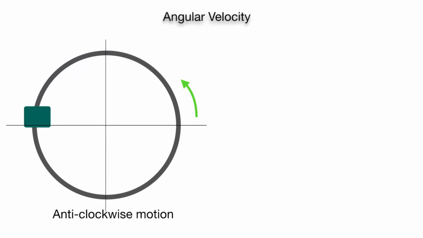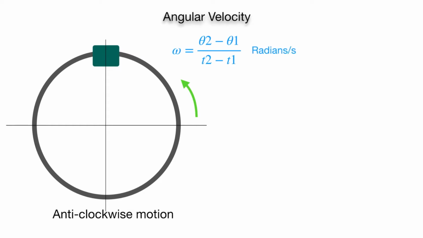As the object moves in a circular path, it has angular velocity. Angular velocity is the rate of change in angular displacement. Average angular velocity is given by the change in angular position, theta 2 minus theta 1, over the time duration. The instantaneous angular velocity is the time derivative of angular displacement, and the unit of measure of angular velocity is radians per second, and its direction is the same as the direction of angular displacement.